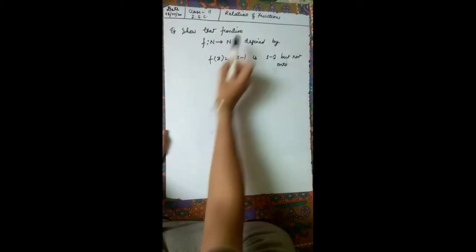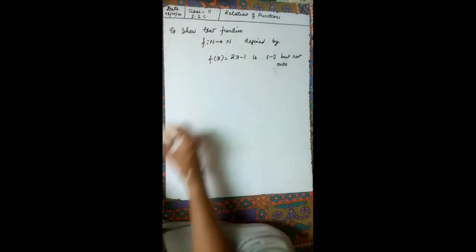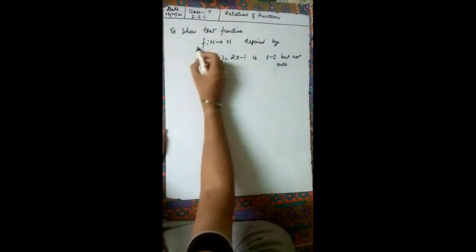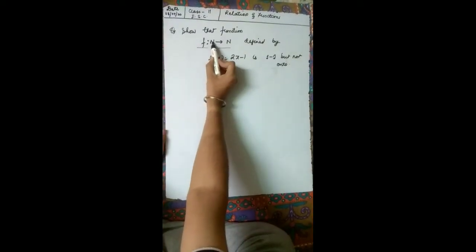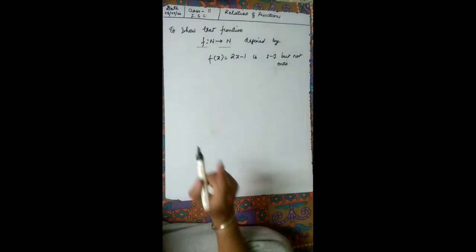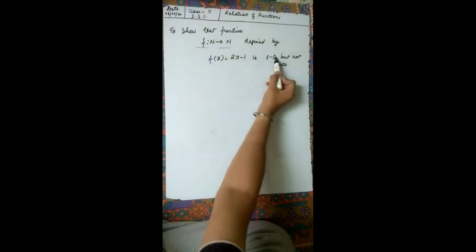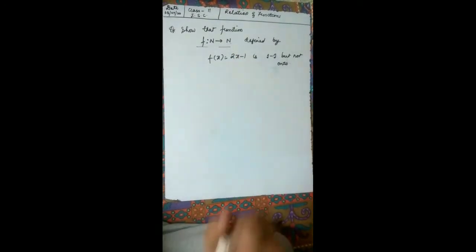Show that function f from natural numbers to natural numbers, see how we will read this. f is in the natural numbers and whatever answer you get will also be in the natural numbers, defined by f(x) = 2x - 1, is 1-1 but not onto. This function is a 1-1 function, but it is not an onto function.